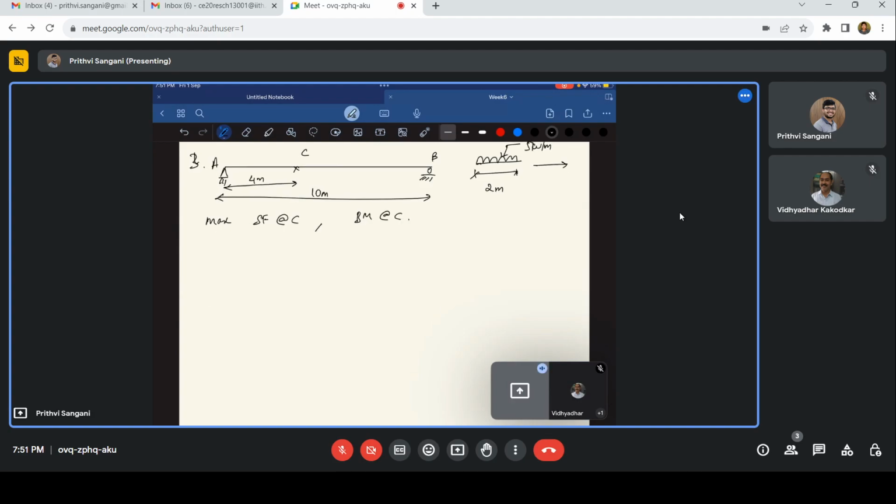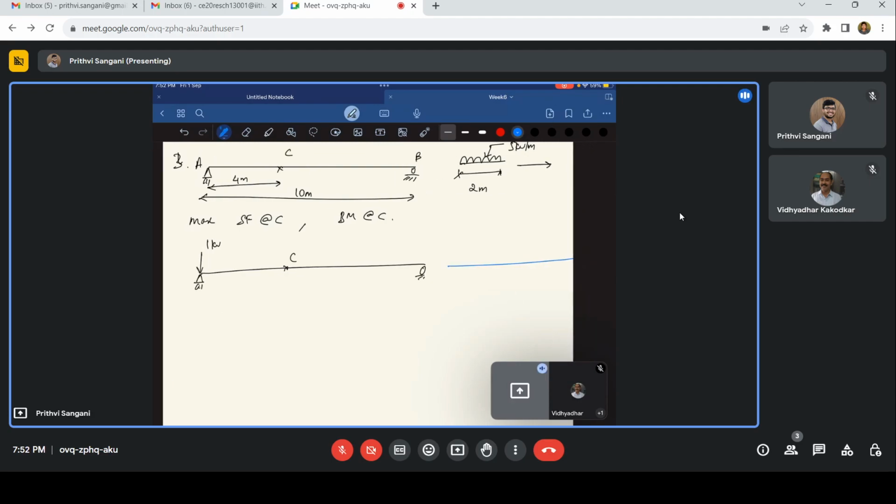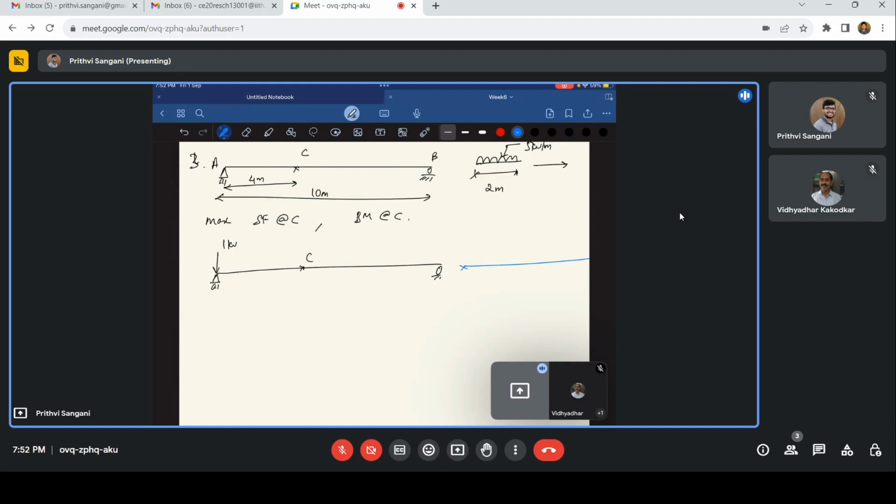So again, for the shear force we need to just take the unit load, 1 kilonewton, at A. The shear force at C is 0. And simultaneously I'll keep drawing. So this is my shear force diagram. So the shear force at C is 0.